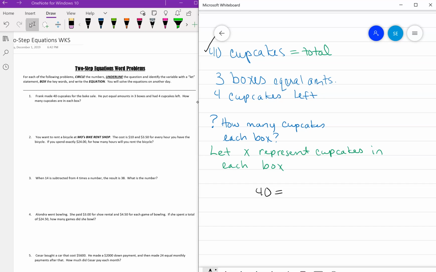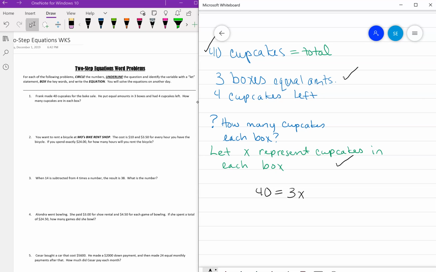So it sounds like we need to figure out what number X in its relation with 3. So let's say if I had 5 cupcakes, then I would do 5 times 3, right? Because there would be 5 in each box. So I'm going to do 3X. How many cupcakes in each box? Oh, so that's 3 of those. And then here's my X. And so now all I have left is 4 cupcakes.